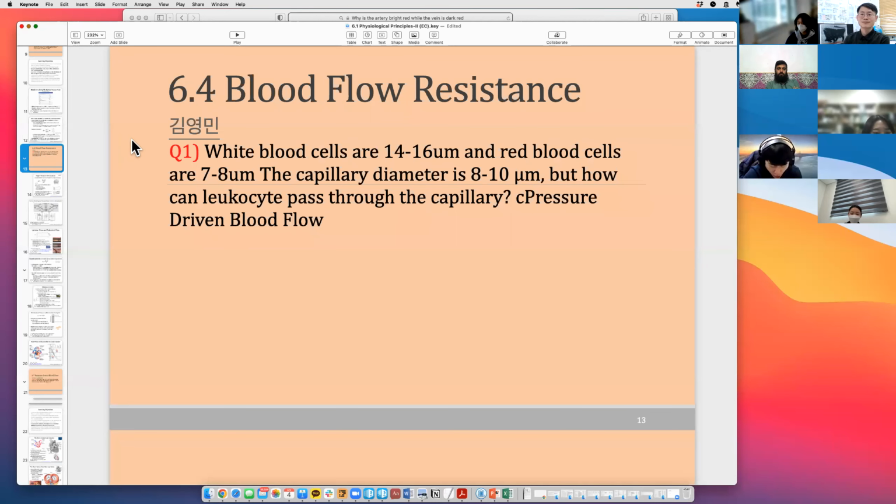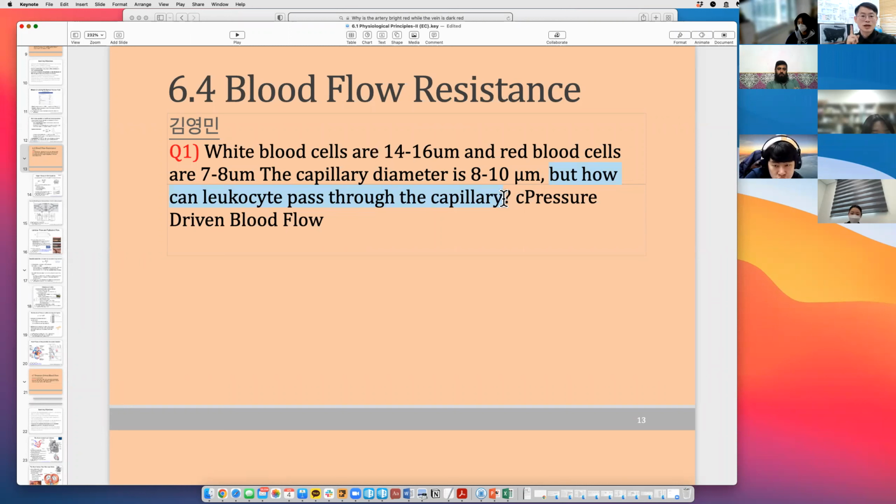So Youngmin, you asked a good question, I think. White blood cells are dozens of microns and RBCs are 7 to 8 microns, and the capillary diameter depends on the source. But how can leukocytes pass through the capillary? Yeah, there's a little type of pressure-driven blood flow.